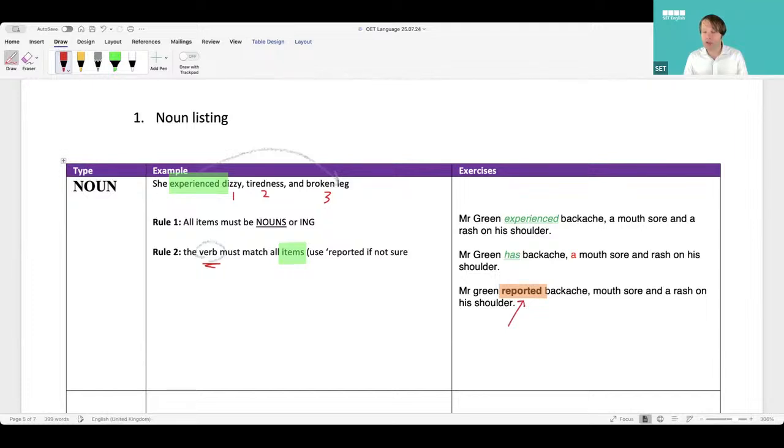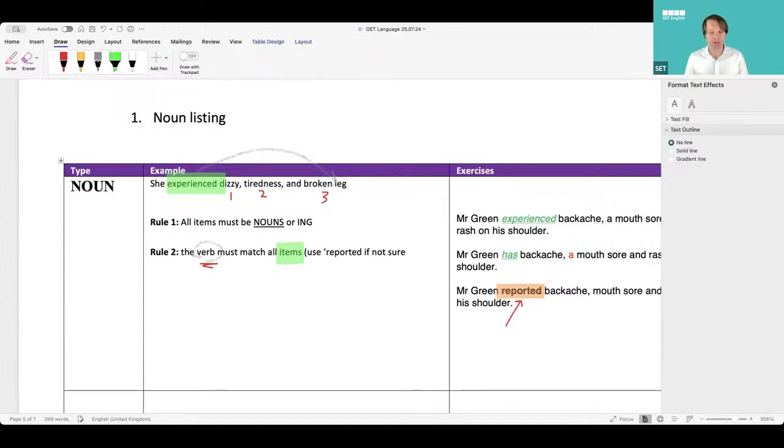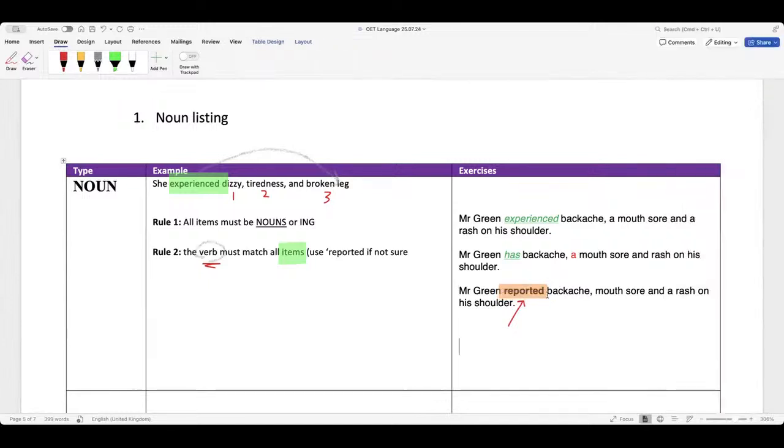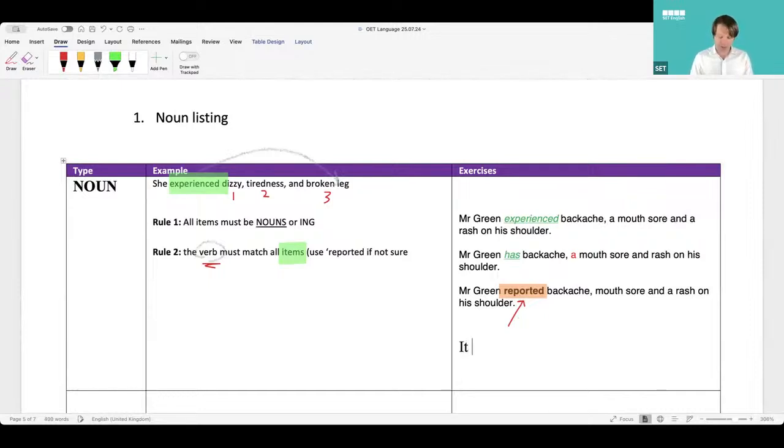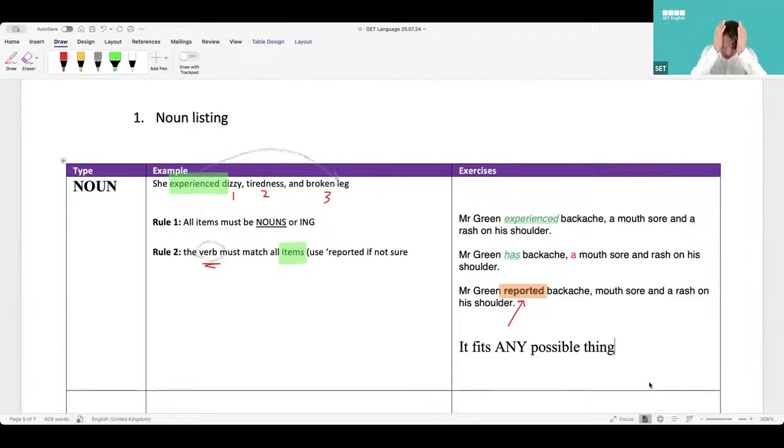Ada, can you read this to us? Or Mary? Mariama? Mr. Green? What does this say? The reported verb. Yeah, now what's special about reported? It fits with everything, I guess. There you go. Yes, guys, it fits with any possible thing. Isn't that good? That's cool. So if you're in your exam and you're not sure, should I say have? Should I say experience? I'll just say reported.